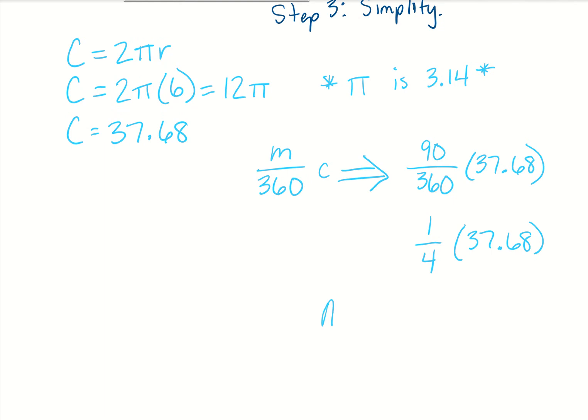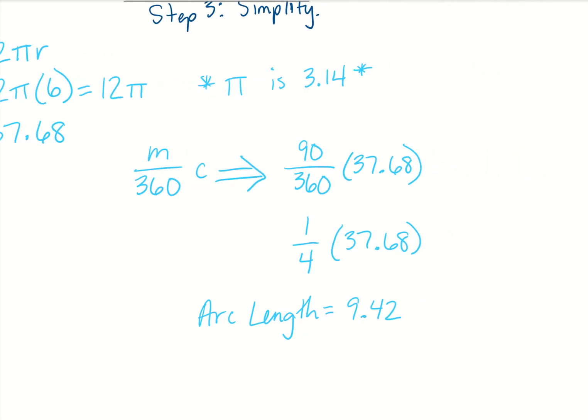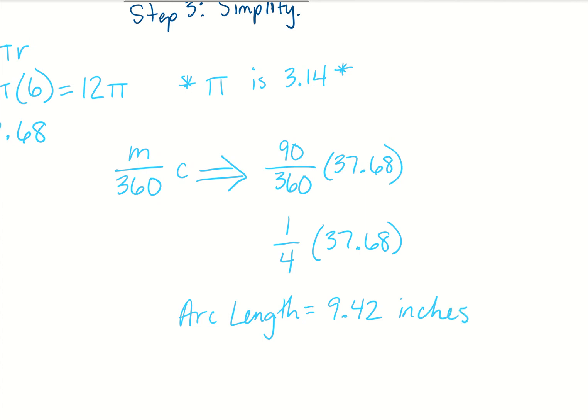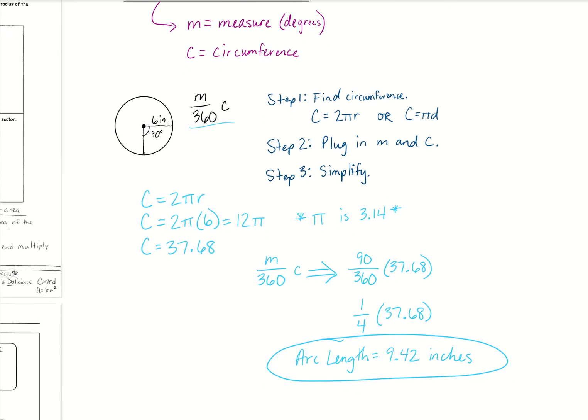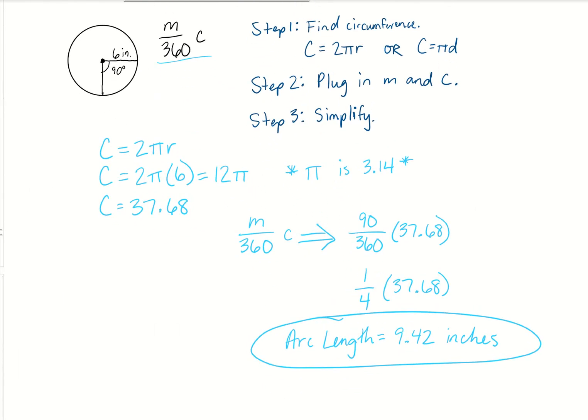So the arc length is going to be whatever I get for that. I'm going to type that in real quick. I've got 1/4 or 0.25 times 37.68, and that gives us 9.42. Don't forget to add your units, which I believe I put was inches for this one. So our arc length for this problem would be 9.42 inches. And that is it for solving these arc length problems.